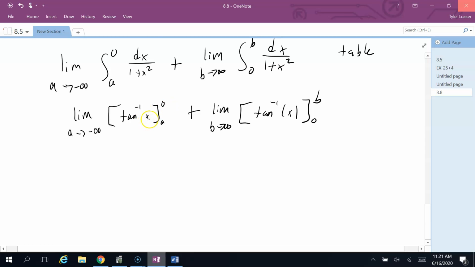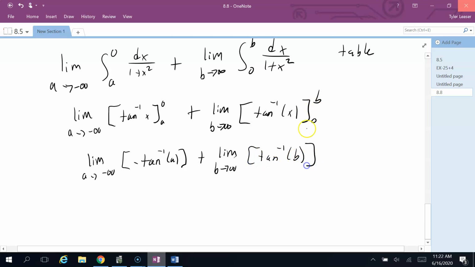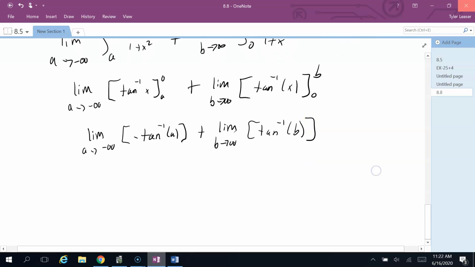If I plug 0 into tangent inverse, tangent inverse of 0 is just 0, so that's nothing. So really this is going to be the limit as a goes to negative infinity of negative tangent inverse of a. That's because we plugged 0 in and got 0, minus plugging a in and we get negative tangent inverse of a. That's going to be plus the limit as b goes to infinity. If I plug b in, I just get tangent inverse of b, minus, if I plug 0 in, I get nothing.